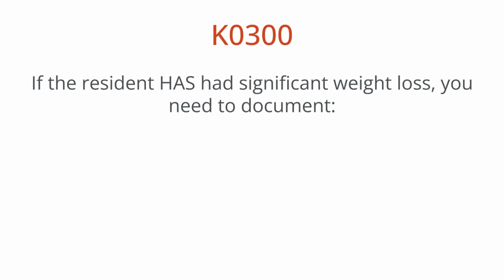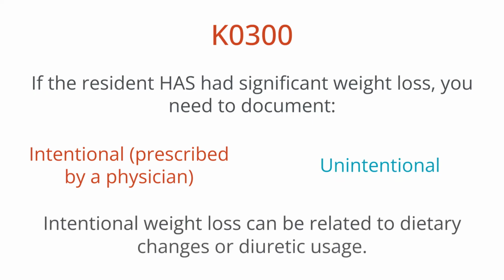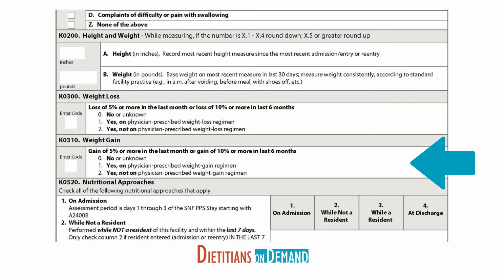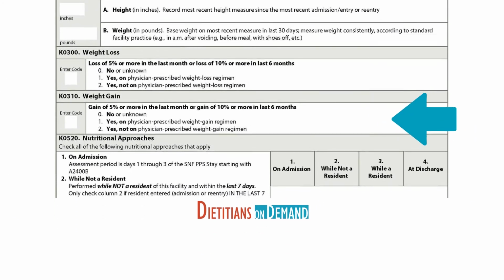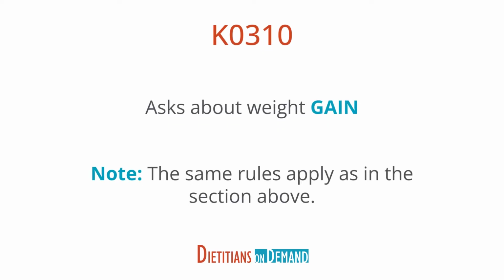If the resident has had significant weight loss, you need to document whether it was intentional, that is, prescribed by a physician, or was unintentional. Intentional weight loss can be related to dietary changes or diuretic usage. Section K0310 is very similar to Section K0300, but asks about weight gain. The same rules apply as in the section above.